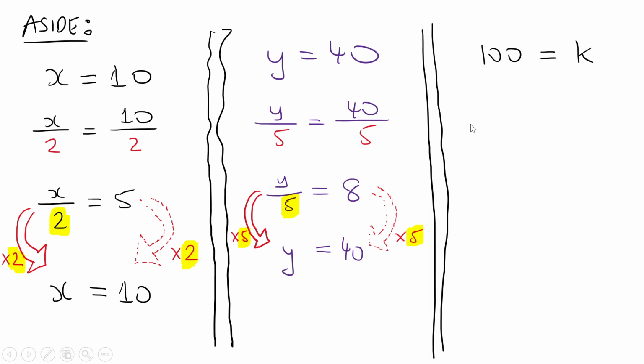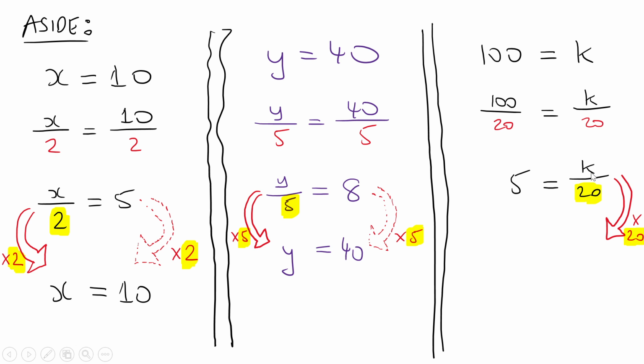And one more for good measure here. 100 equals k. I'm going to divide both sides by 20. Doing that, 100 divided by 20 is 5, but k divided by 20 is still just k divided by 20. However, now I'm in an equation, I want to get rid of this fraction. I look at the denominator, I multiply this side by its denominator, by 20, and I get left with k. But if I multiply one side by 20, I must balance it out by multiplying the other side by 20, and I'm back where I was.